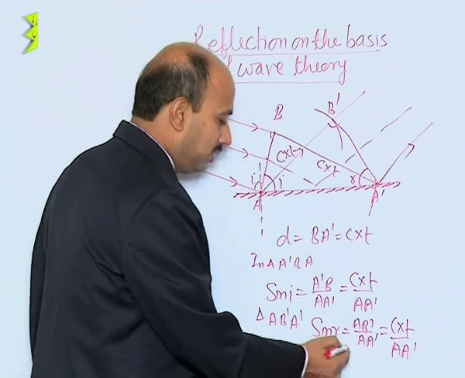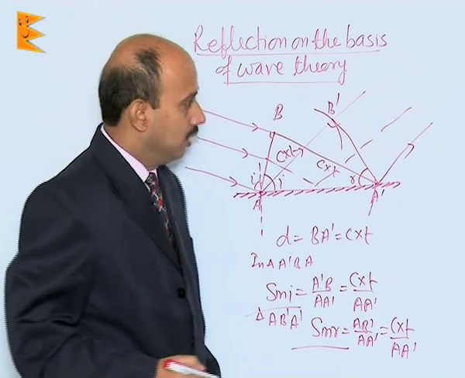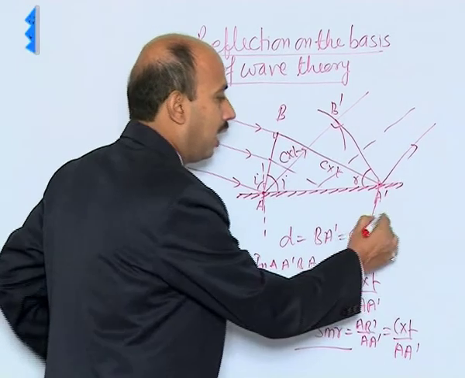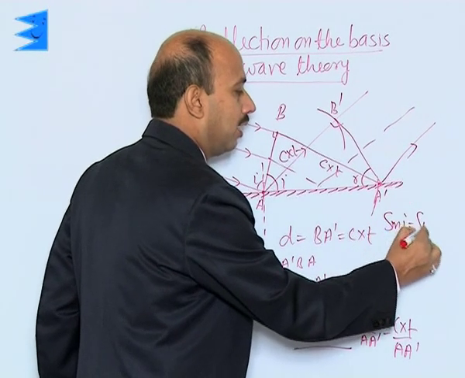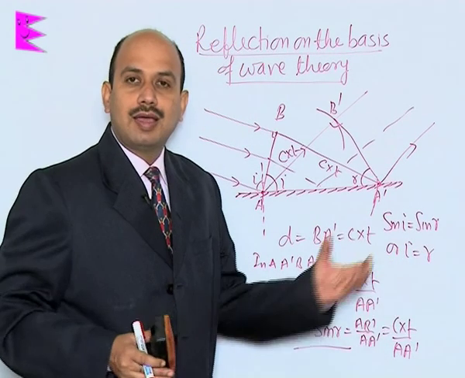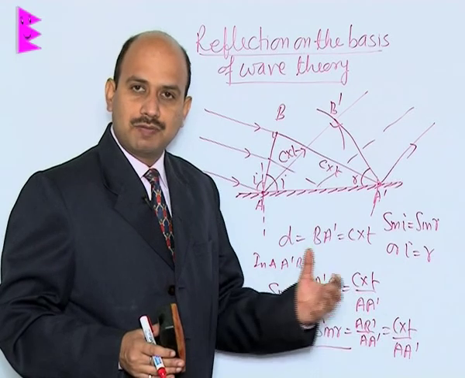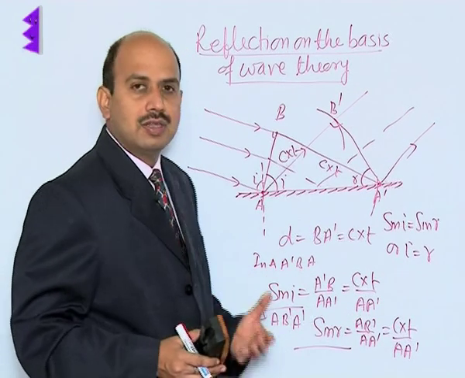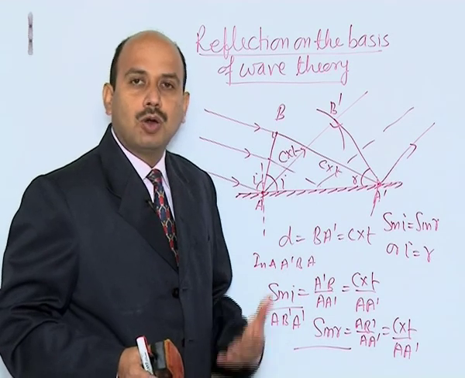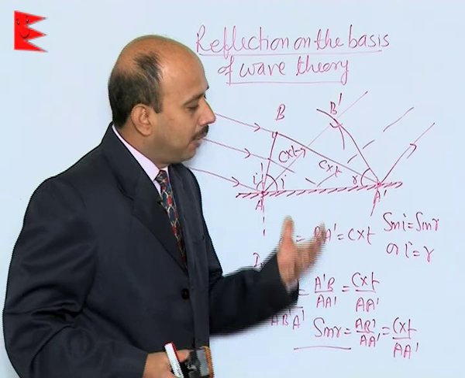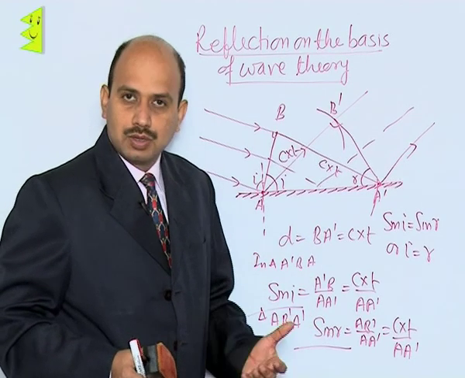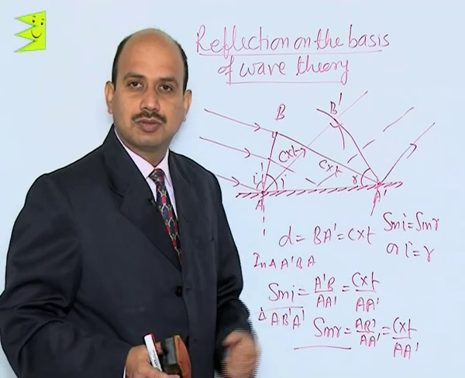Now if we look at these two, sin I and sin R are equal. So we can write sin I is equal to sin R, or I is equal to R. It means the angle of incidence is equal to the angle of reflection. And also the incident plane wavefront and the reflected plane wavefront all lie in the same plane. So in this way we can justify the laws of reflection of light on the basis of wave theory. So this is actually the laws of reflection.